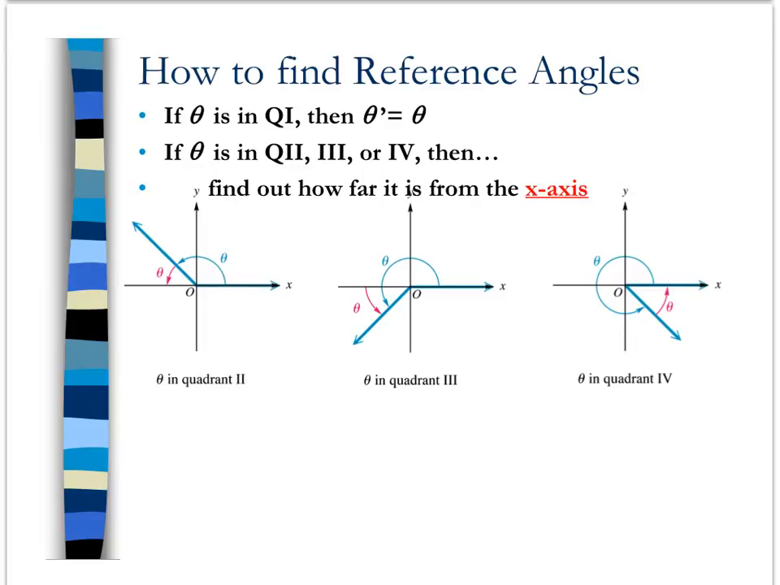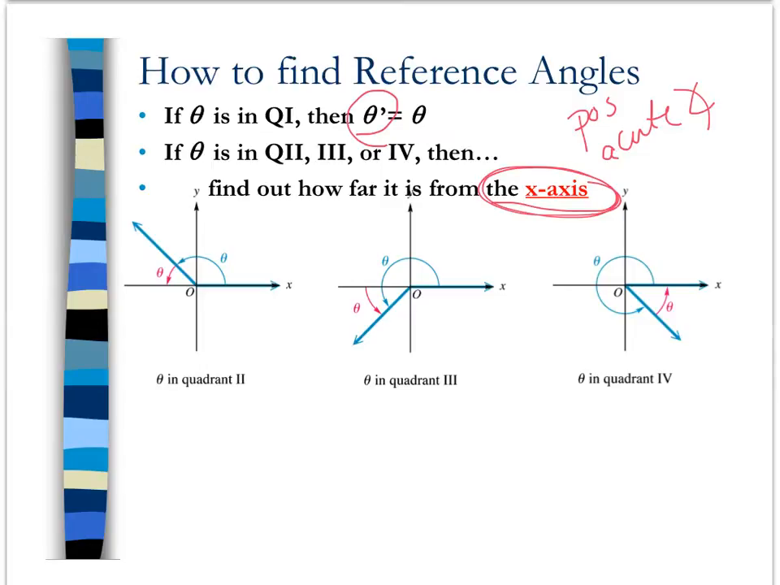Reference angles is another topic we've talked about quite a bit. This notation right here with the angle with the apostrophe mark is the symbol for reference angle. If the angle is already in quadrant 1, then that is the reference angle. The reference angle needs to be a positive acute angle. It is always the angle that is made with the x-axis.